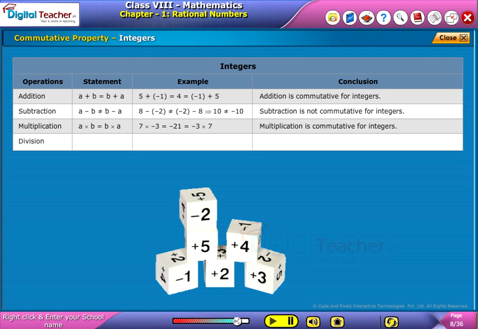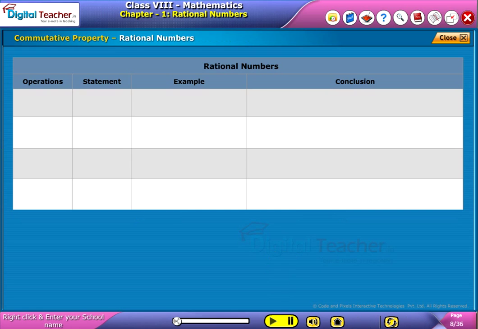Under division, it states that the change in the order of two integers changes the result when divided. For example, 7 by 5 is not equal to 5 by 7. Let us see the commutative property of operations on rational numbers.